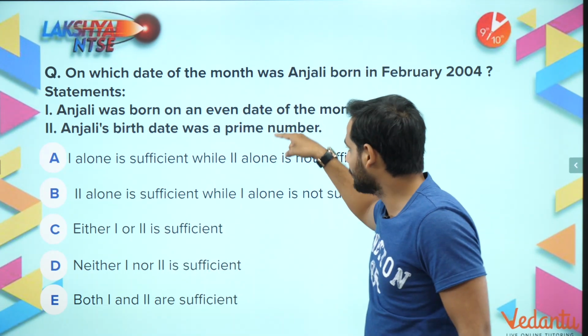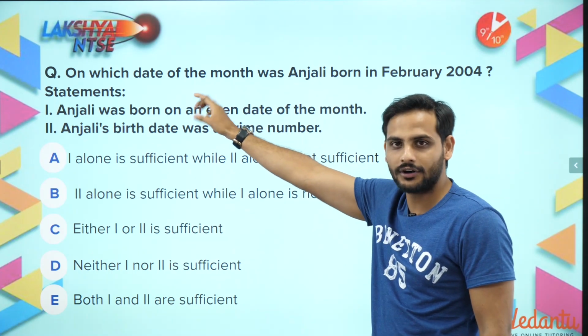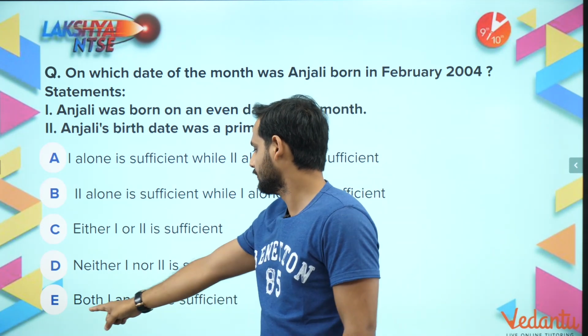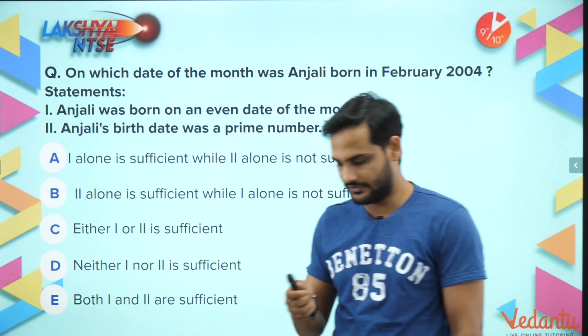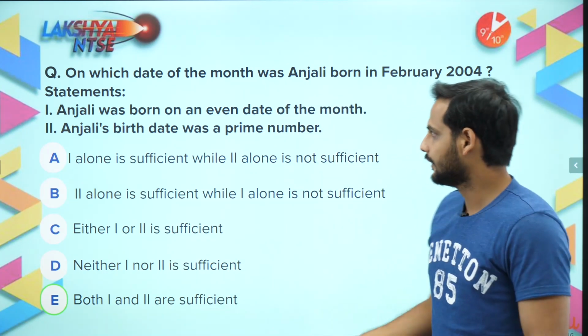So when I get both the information, then only I'll be able to know that the birth date of Anjali is 2nd February 2004. That means I need both. Both 1 and 2 are sufficient. Let's move to the next question.